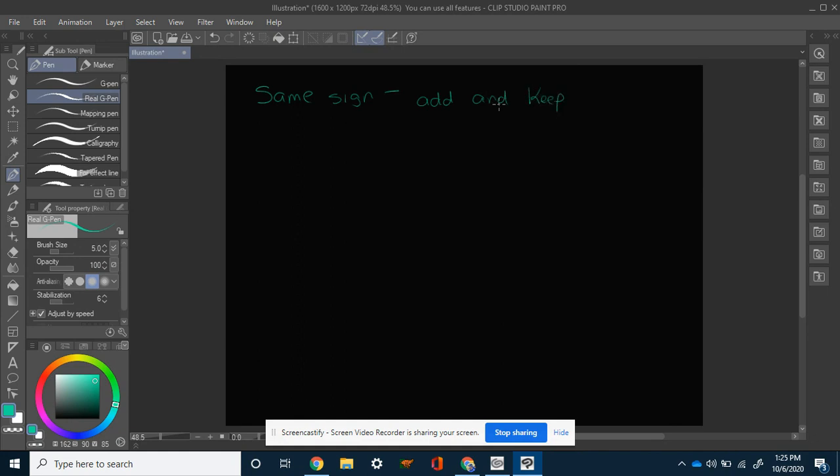What does that mean? Well, it means if we have 4 plus 4, it equals positive 8. If we have negative 4 plus negative 4, the answer is, you guessed it, negative 8. So same sign, add and keep.